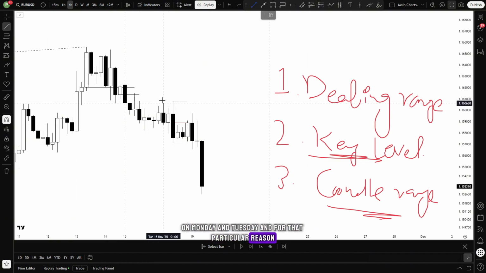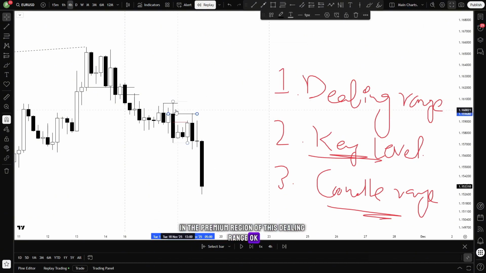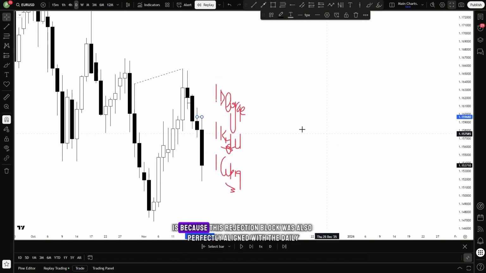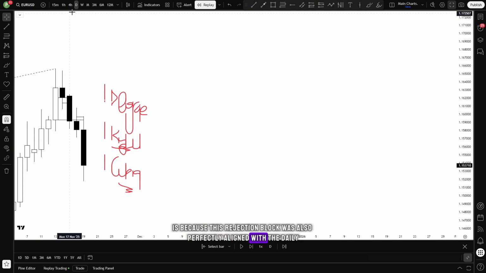And for that particular reason, after we took out this high and had this expansion swing lower on Tuesday, on Wednesday I took this expansion swing as my dealing range. Within it, the key level that I selected was this rejection block in the premium region of this dealing range. The reason I chose this rejection block is because it also perfectly aligned with the daily order block.